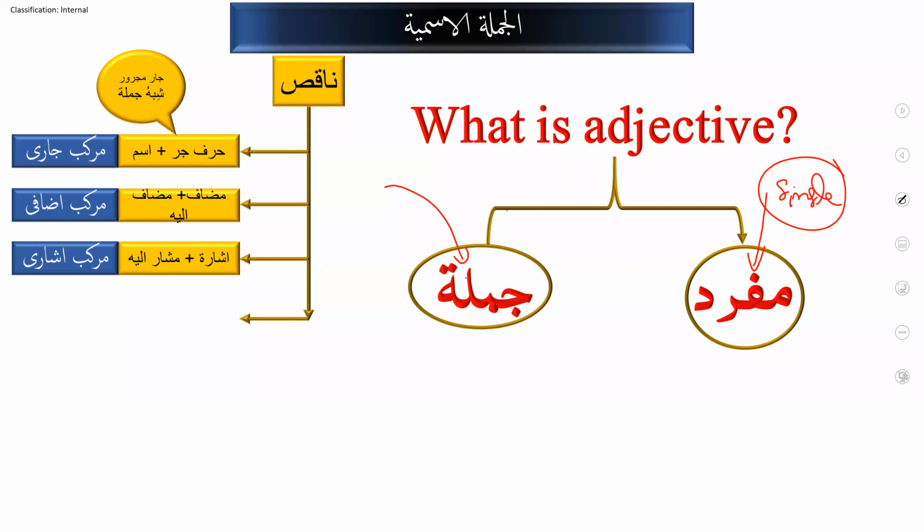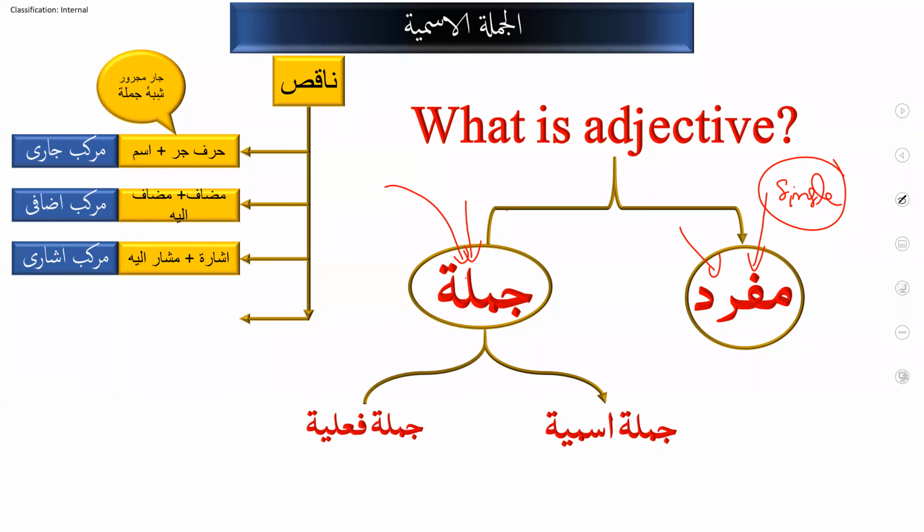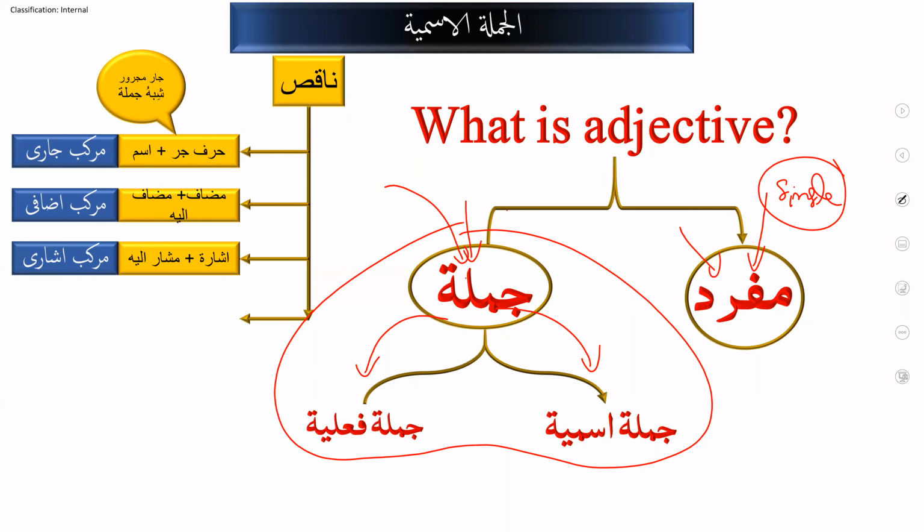So, but we will focus only on single, because for using adjectives as noun, as sentence, we have to study a lot more. And even in sentence, it is divided into jumlatul fi'liya or jumlatun ismiya. It means adjective can be jumla ismiya, it can be jumla fi'liya. So this part we still have to study a lot more to use it. But right now we are going to use it as a single noun, as adjective.